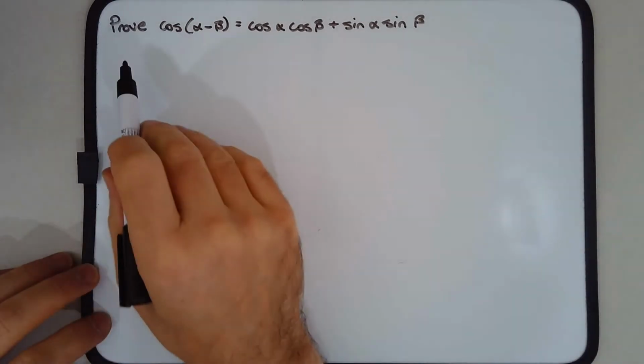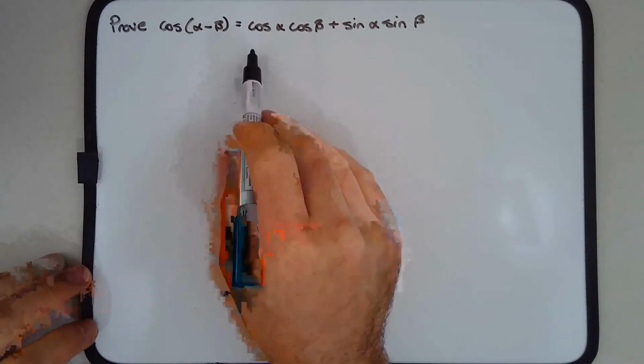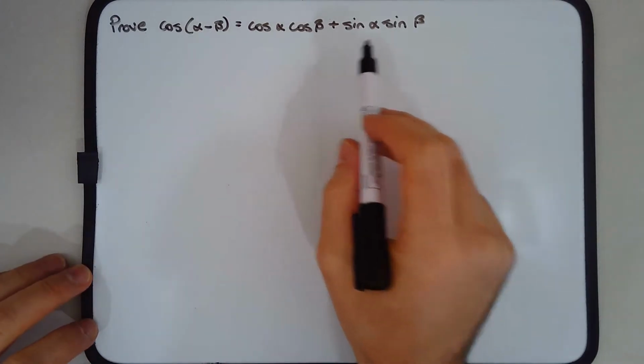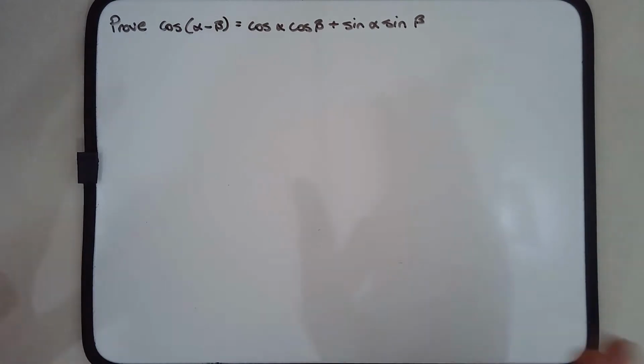In this video, we're going to prove cos(alpha minus beta) is equal to cos alpha cos beta plus sin alpha sin beta. And this is a proof that's based on two things. It's based on the distance formula and it's also based on the cosine rule.